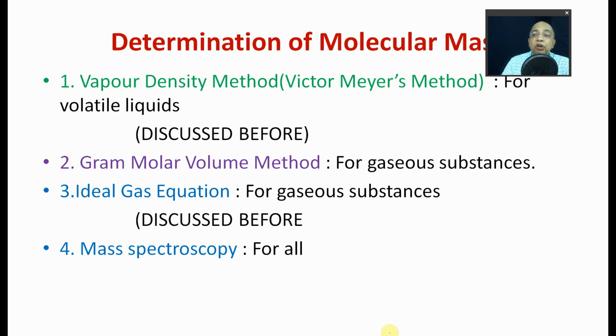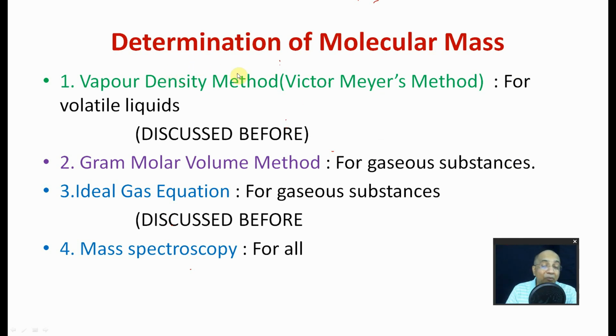Now, how to determine molecular mass? Just like we learned how to determine the atomic mass by different methods. First, primitive methods we abandoned, and you will not find the Dulong and Petit's law in any textbook nowadays. So also law of isomorphism. But I thought of discussing with you, right? So molecular mass can be determined by Victor Meyer's method, which we have extensively studied.